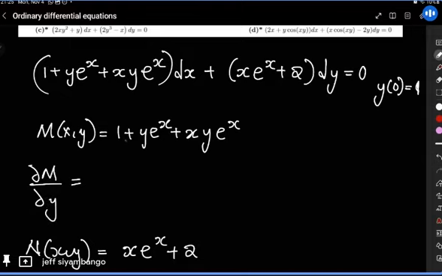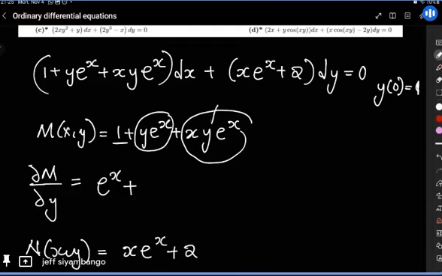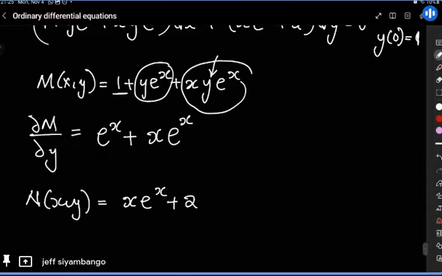With respect to y, the 1 is going to be 0. This part only has a y here, so this is just going to be e^x. Also, y only shows up in this term, so the derivative with respect to y will just be x e^x. So this becomes partial M, partial y.